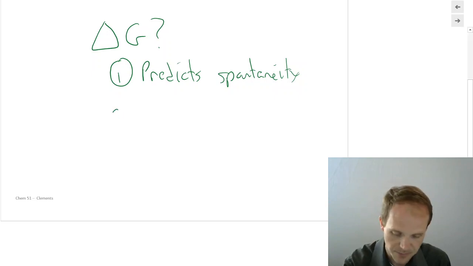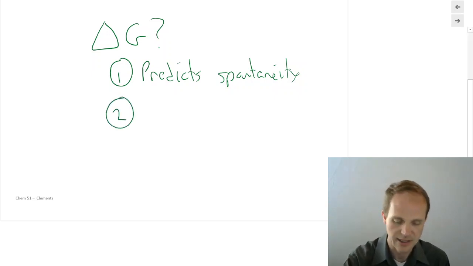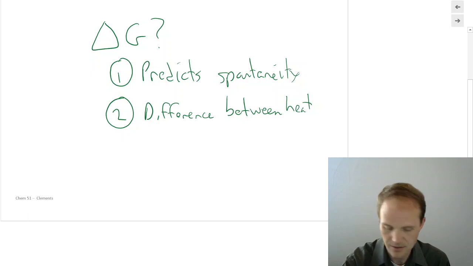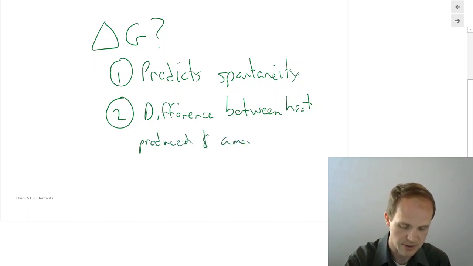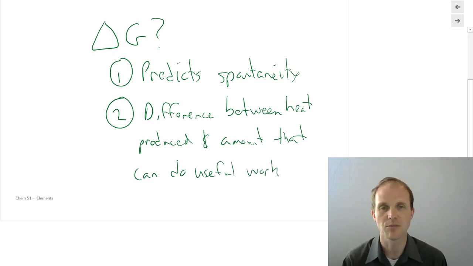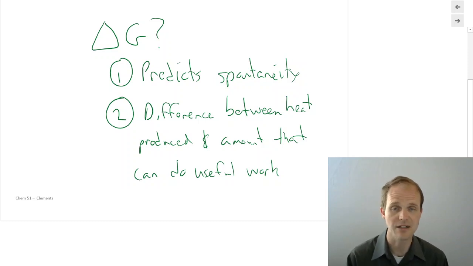Okay. Two, I kind of hinted at this earlier. It's the difference between the heat produced and the amount that can do useful work. And we'll delve into that a little bit more in the electrochemistry chapter than we will here. But it really is a way of saying, here's what I can actually do with this reaction, as opposed to just how much heat can I make with this reaction.